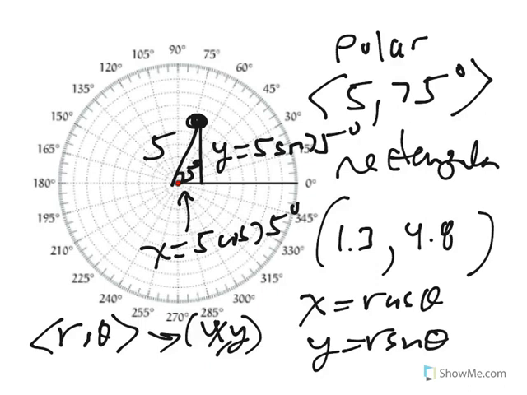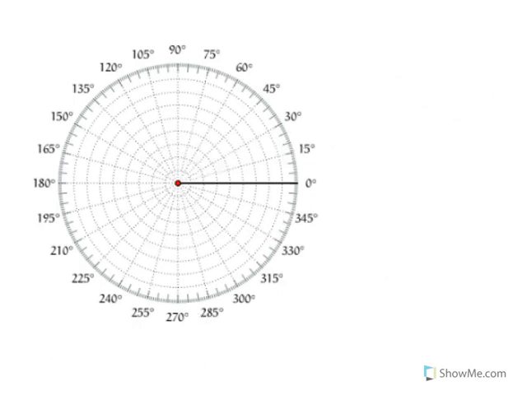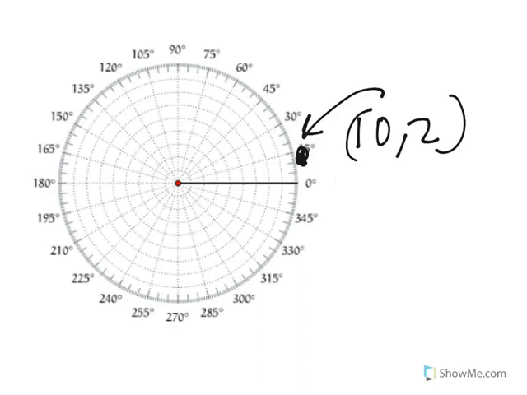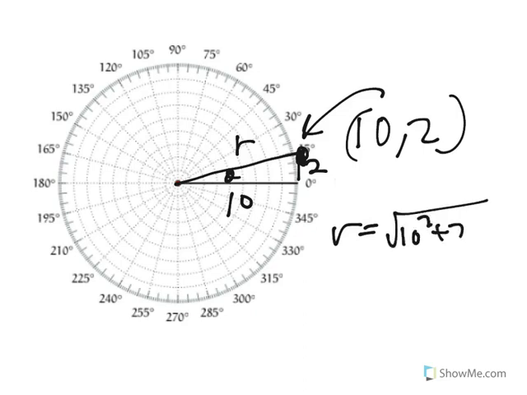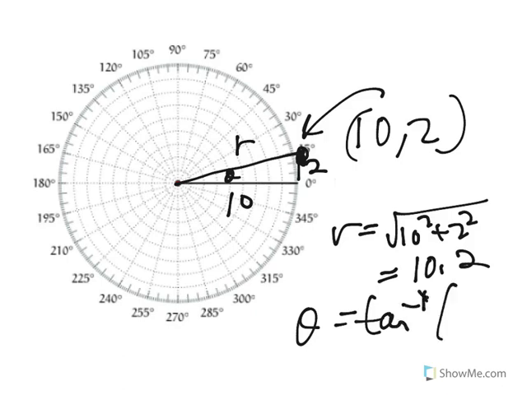To go in the other direction, where I have it in rectangular and I want to change it back to polar, is going to be a little bit harder. So imagine I have the point 10, comma 2 in rectangular, which is somewhere over there, and I want to change it into polar. Well, that's the x and the y, and here's the r and the theta. So r is going to be the square root of 10 squared plus 2 squared, which is approximately 10.2.